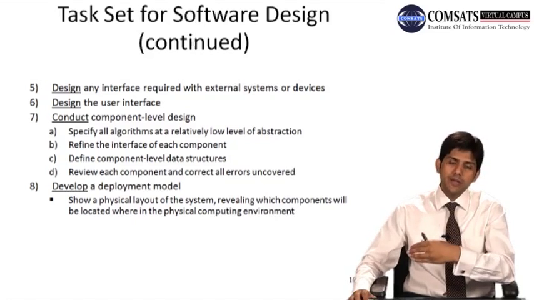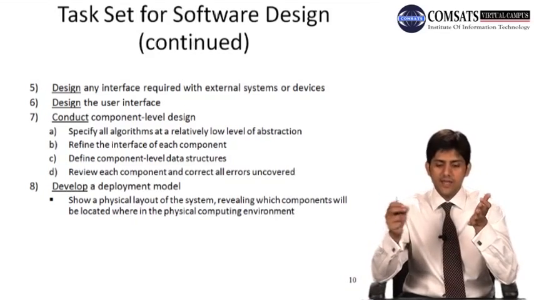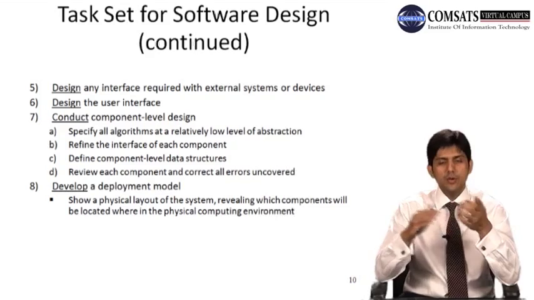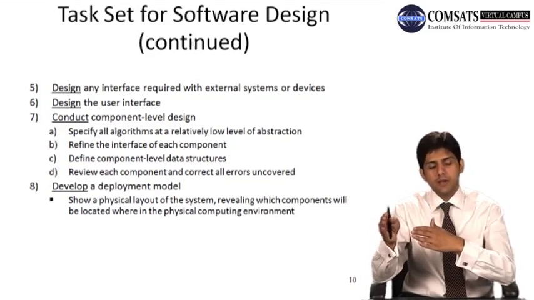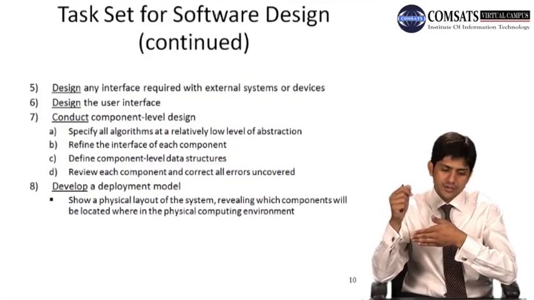And when you are conducting component level design, then you have to do different things. Number 1 is specify all the algorithms at a relatively low level of abstraction. Low level of abstraction means कि आपको थोड़ी सी डिटेल डालनी है जब आप algorithms को बता रहे हैं. Refine the interface of each component. Define component level data structures.